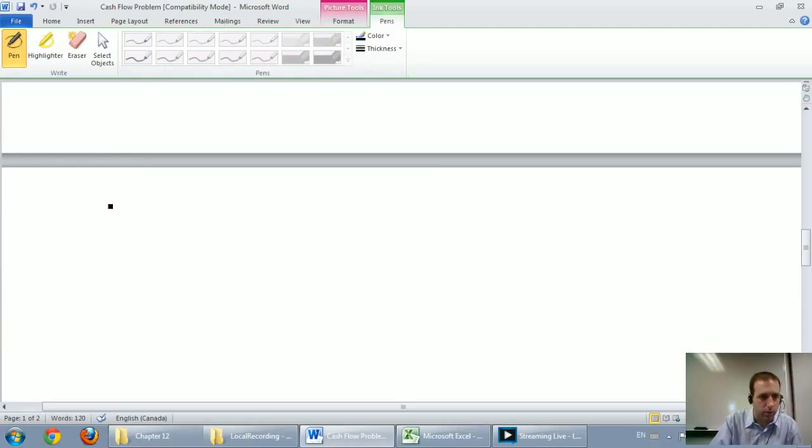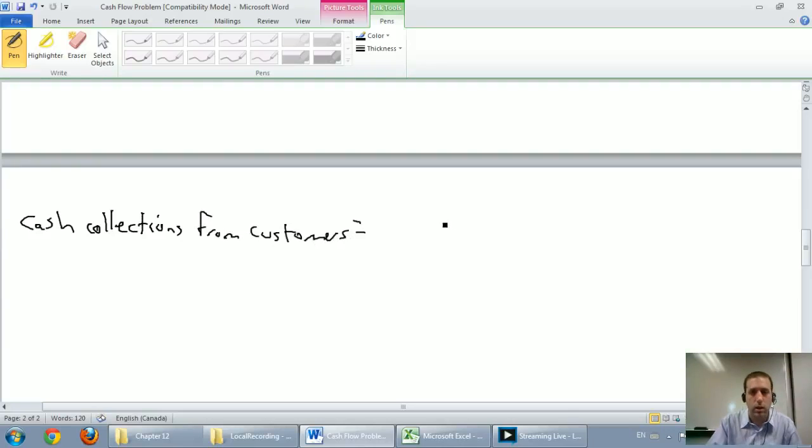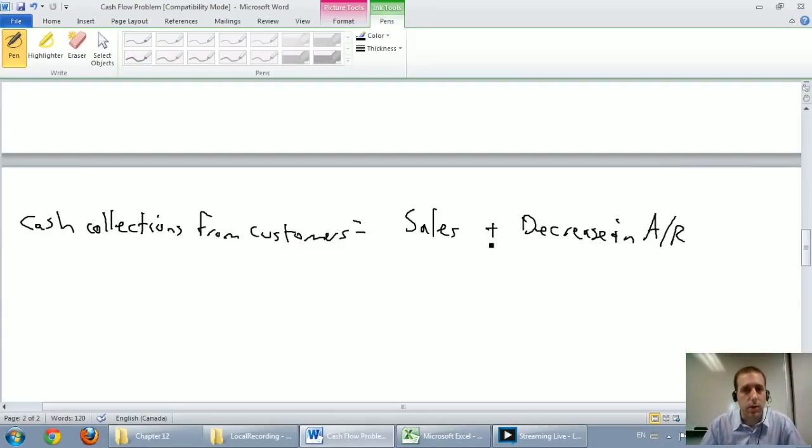But the formula I would use for cash collections from customers is sales, we said sales was involved, plus decrease in accounts receivable. Sales plus decrease in AR. So now a lot of times people say, and let me just put this in brackets, minus increase in AR. Sales is not a problem. People say, okay, I sell more, I get more money from my customers. I sell less, I get less money from my customers.